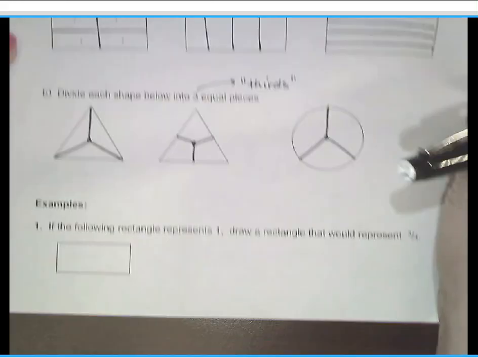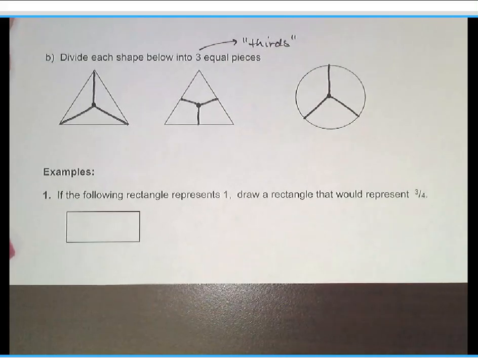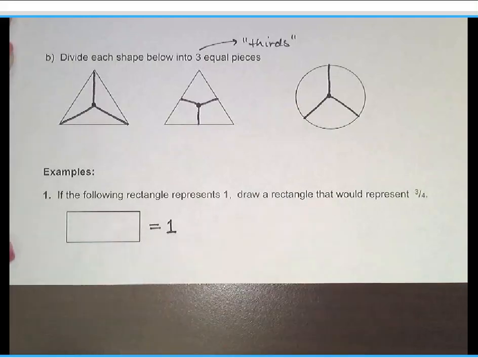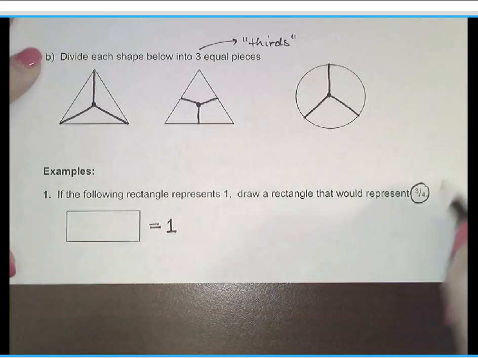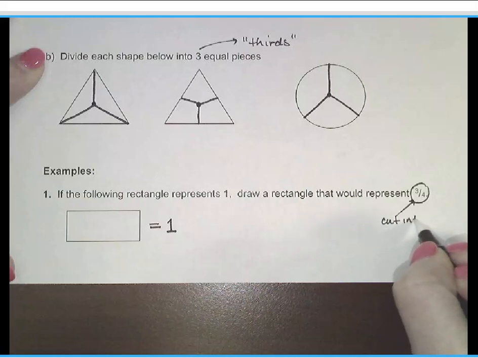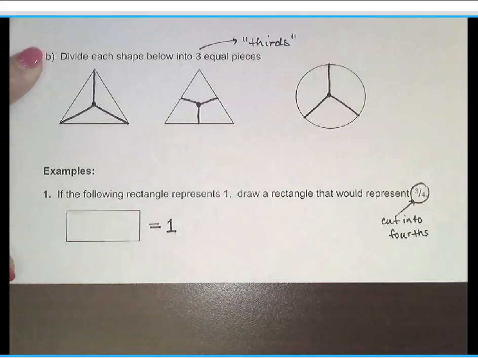So now what we're going to do is some examples of, again, drawing some fractions. So this says if the following rectangle represents 1, so this rectangle, they're telling us it's equal to 1. Draw a rectangle that would represent 3/4. So you always want to look at the denominator first because that's like the language or the fraction family that you're dealing with. So this is going to be fourths because the denominator is fourths. So we're going to cut the shape into 4 equal pieces.